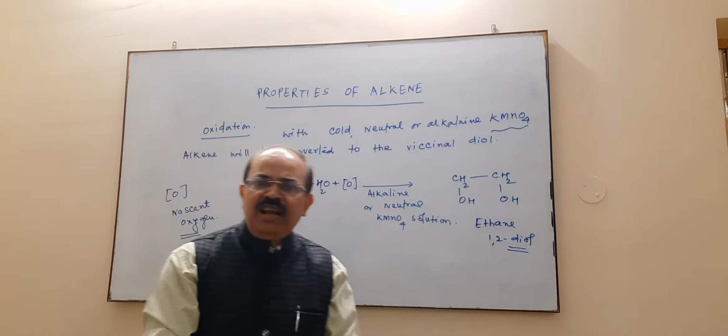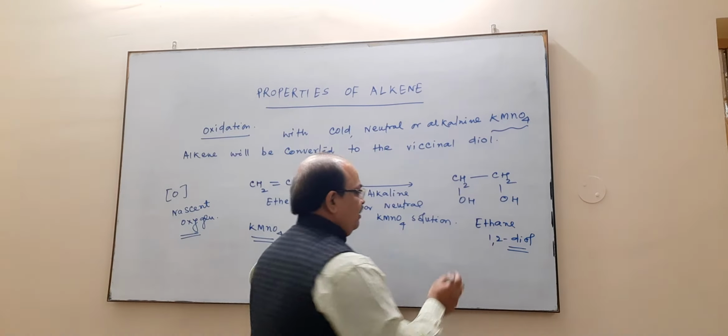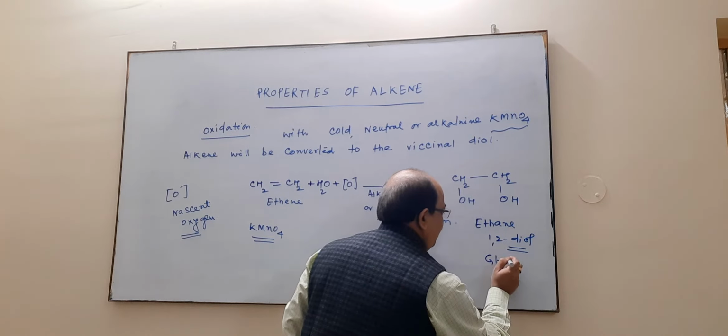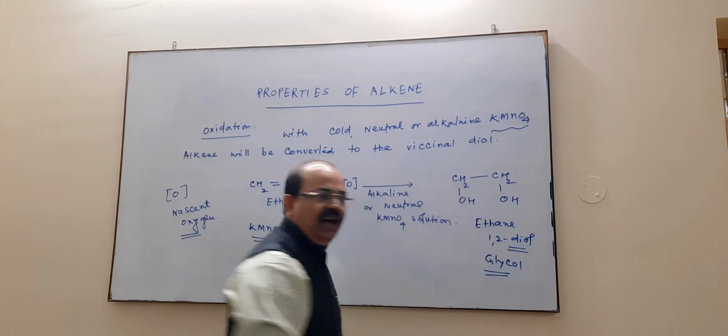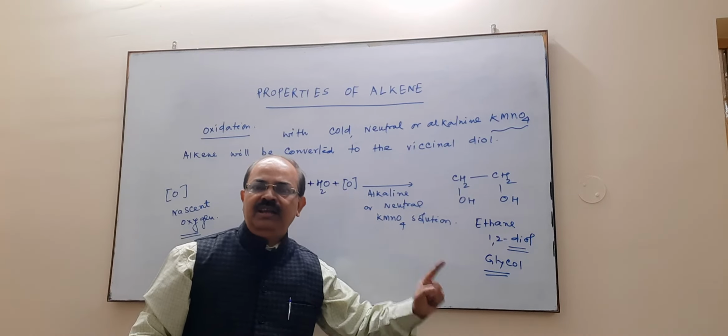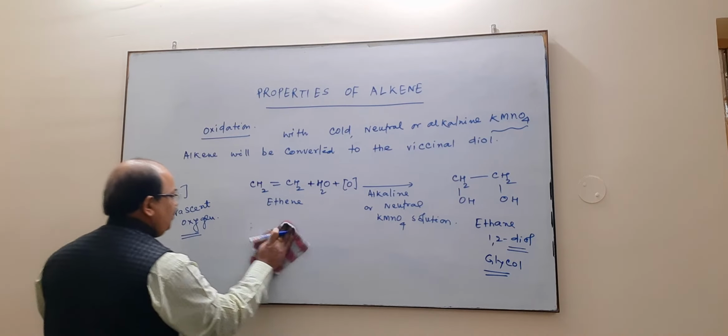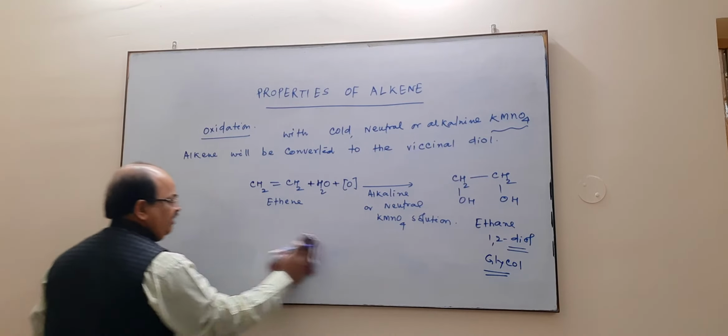इसका एक कॉमर्शियल नाम भी है, इसका एक ट्रिवियल नाम भी है। What is the trivial name? The trivial name is simply your glycol. So glycol is your trivial name of particularly ethane diol. Now let us suppose your alkene is propene.